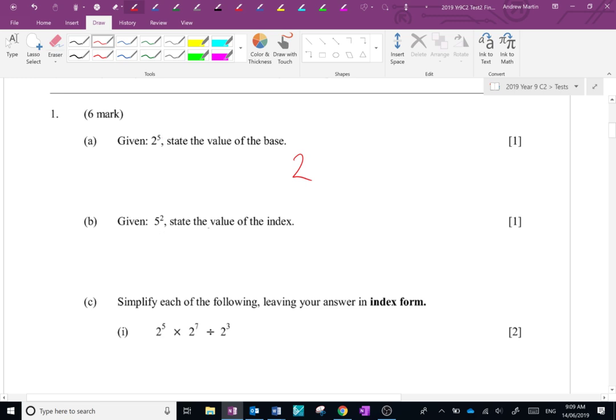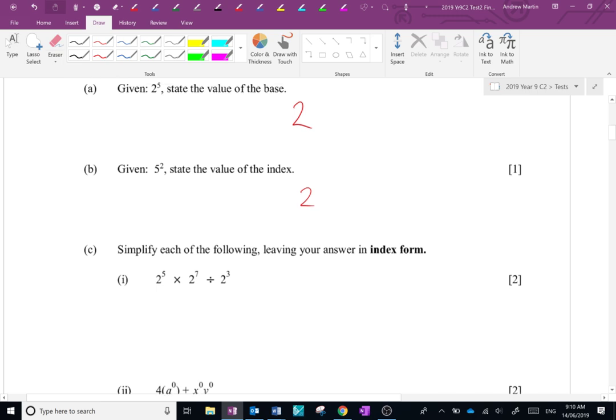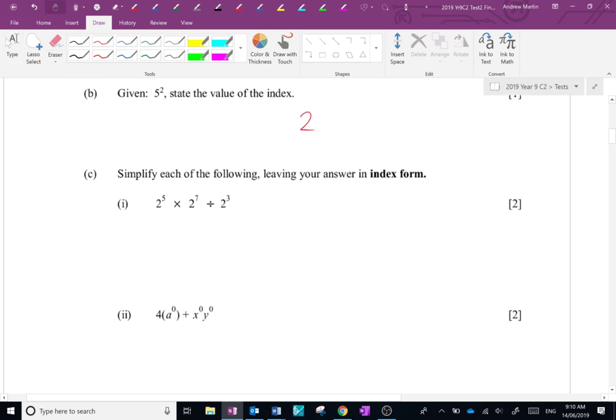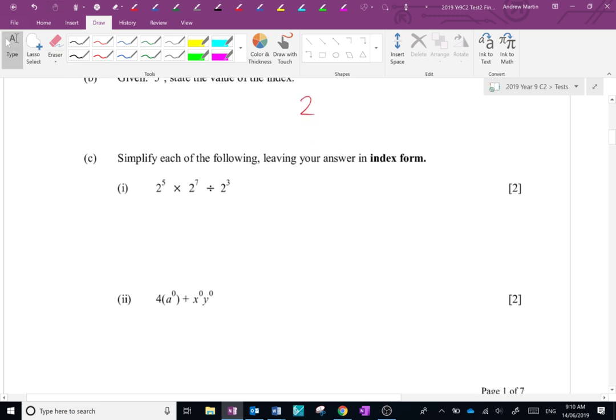So in the next question, the value of the index here, this is the power of 2. Simplify each of the following. Leave your answer in index form. So when we're multiplying indices, we add them together. So we're going to get 2 to the power of 12, and then it's divided by 2 to the power 3. So when we're dividing, we subtract the indices. So our final answer becomes 2 to the power 9.